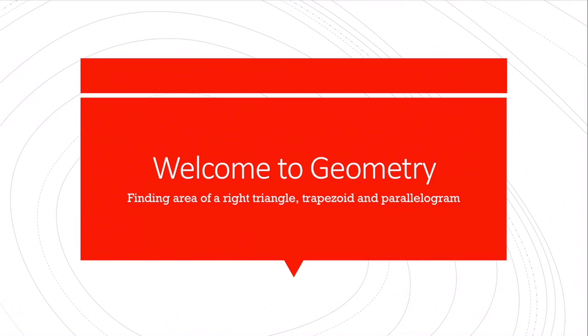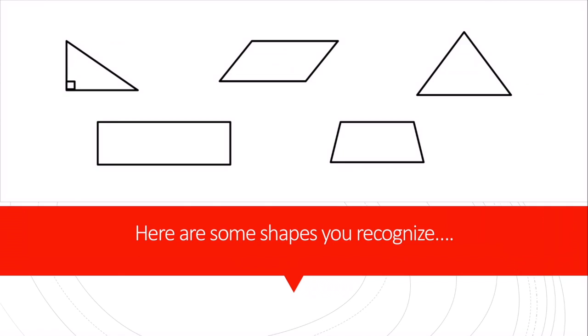Hi guys, today we're going to learn a new topic in geometry, finding area of right triangles, trapezoids and parallelograms. So here are some shapes that you could recognize. We could call this a right triangle. I want you guys to notice the little box that's here. That's a 90-degree angle, and this is my height and this is my base.